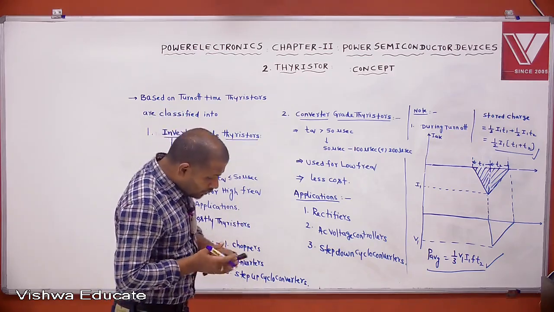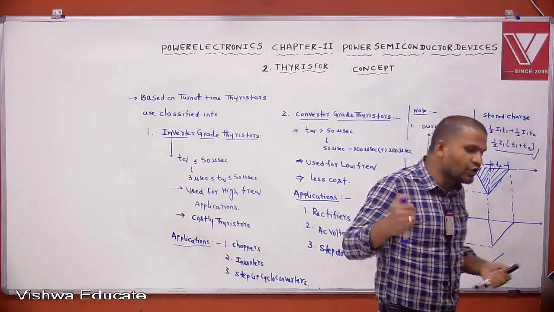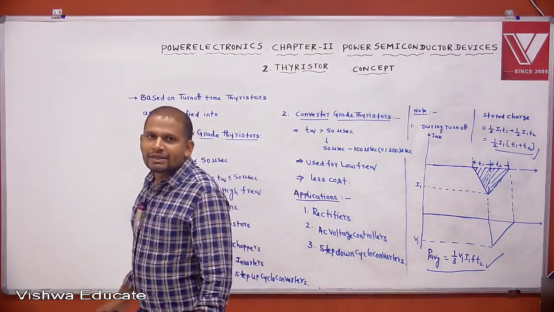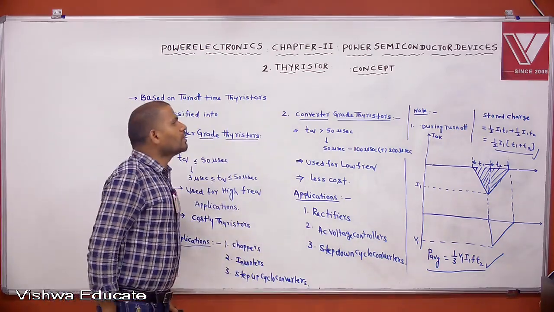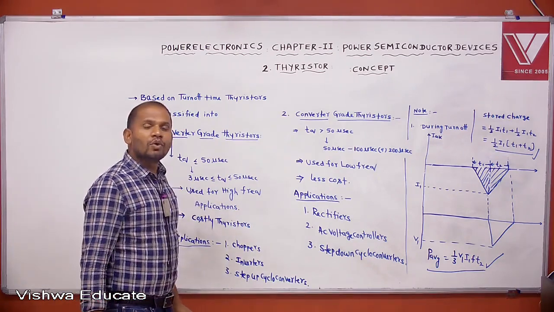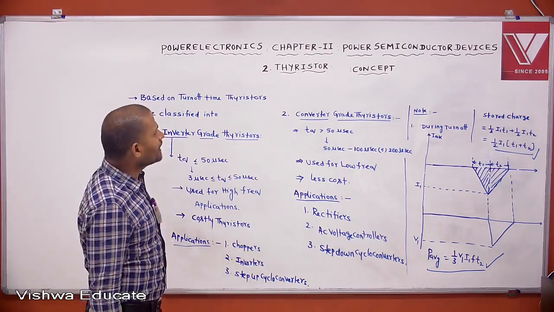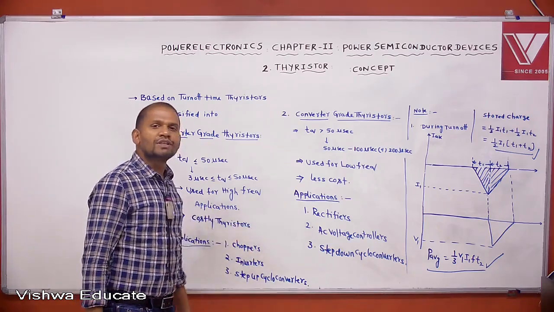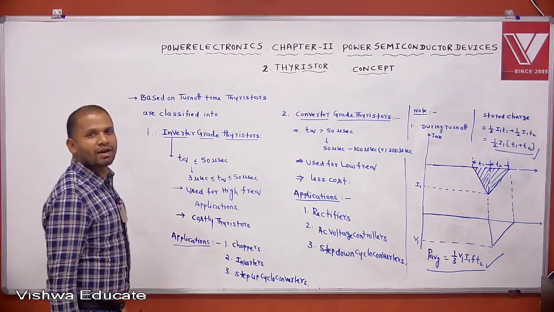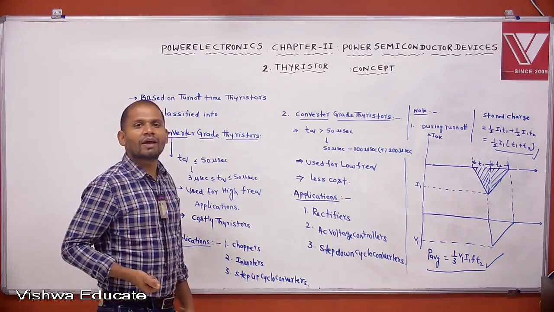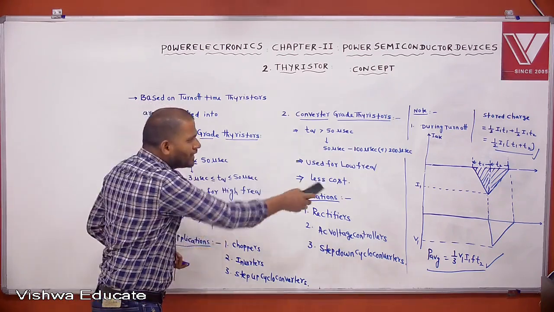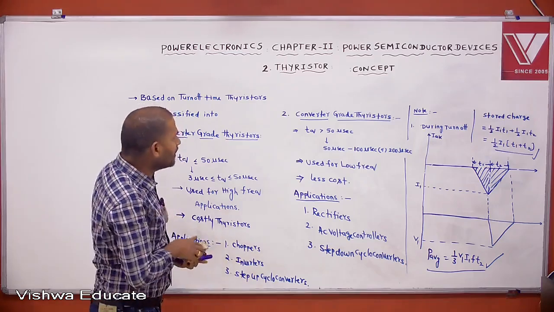Until now, with respect to thyristor, I discussed the static VI characteristics using modes of operation, the two transistor analysis of thyristor, and the turn-on methods of SCR. I also discussed switching characteristics, that is dynamic characteristics: the turn-on characteristics and the turn-off characteristics. Another note you should remember.